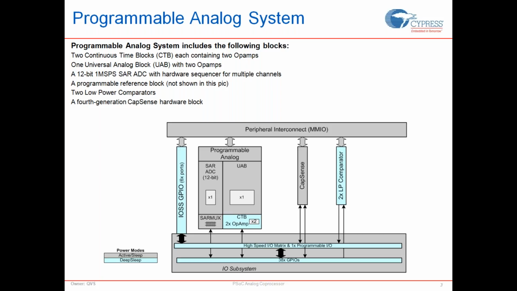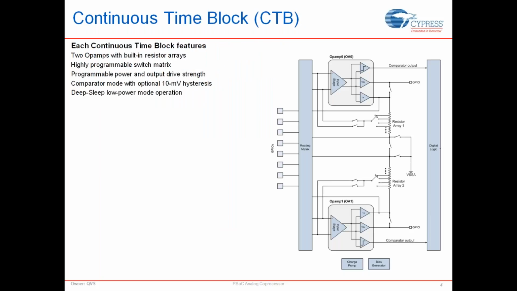And of course you have your I/O subsystem, which has all the GPIOs that connect to all the analog circuitry through an I/O matrix or an analog mux matrix, which gives you an option to connect all the 32 GPIOs that you have in the device to any of the analog blocks in the programmable analog subsystem. So that's a brief on the different blocks and what the analog subsystem looks like.